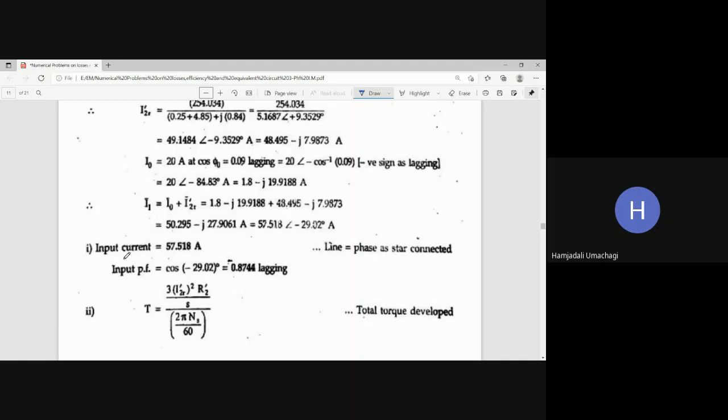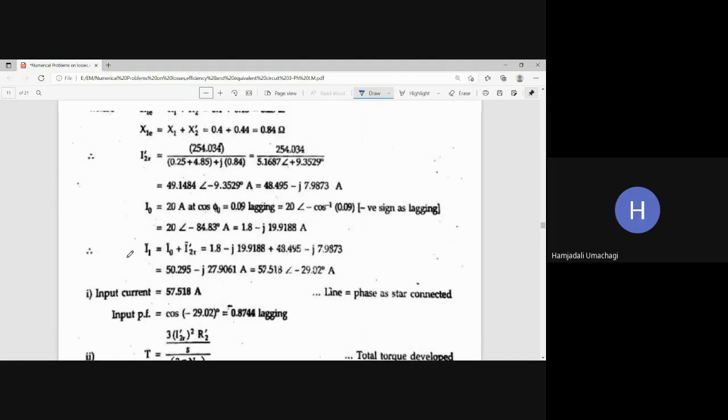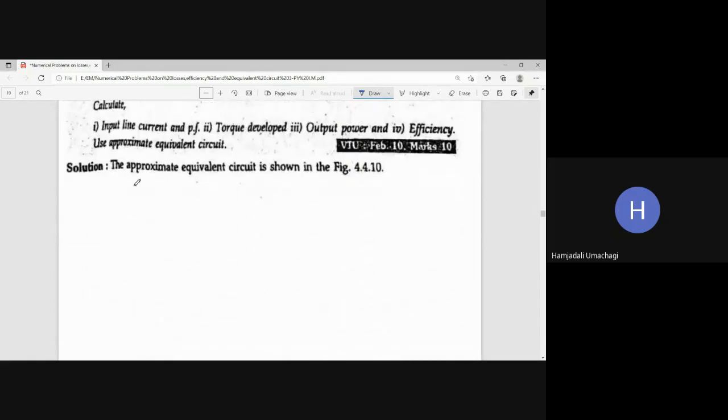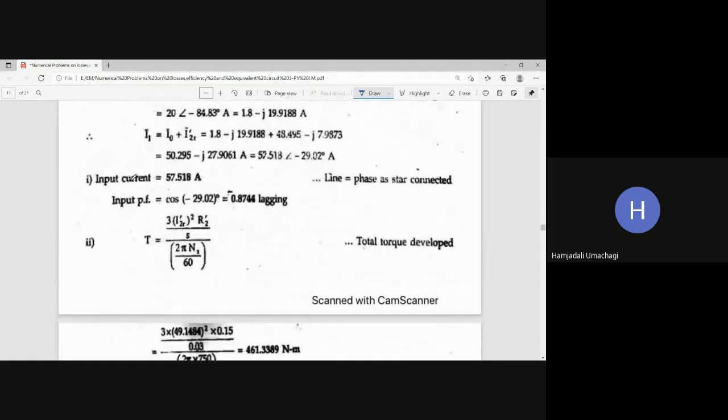So the first parameter we should calculate is the input line current, IL. In order to calculate IL, the input current is I1, which we have already calculated in polar form, with magnitude 57.518. So this will be the line current. Since the induction motor is connected in star fashion, line current is equal to phase current. So IL is equal to IPH is equal to 57.518 ampere.